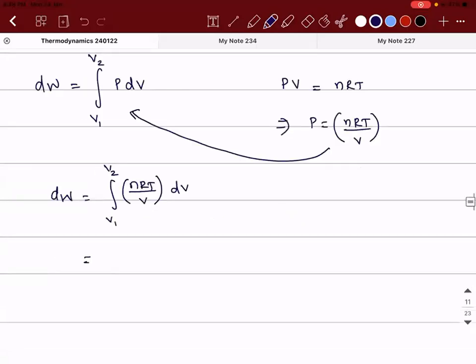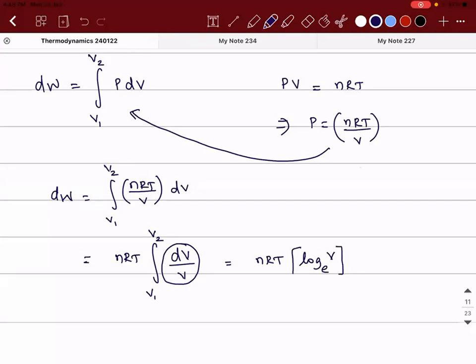Now what I can do is take that nRT outside, so that I will get the integral of dV divided by V from V1 to V2. This will be nRT into the integral of 1 divided by V, which is going to give us log V base E, where the volume is changing from V1 to V2.